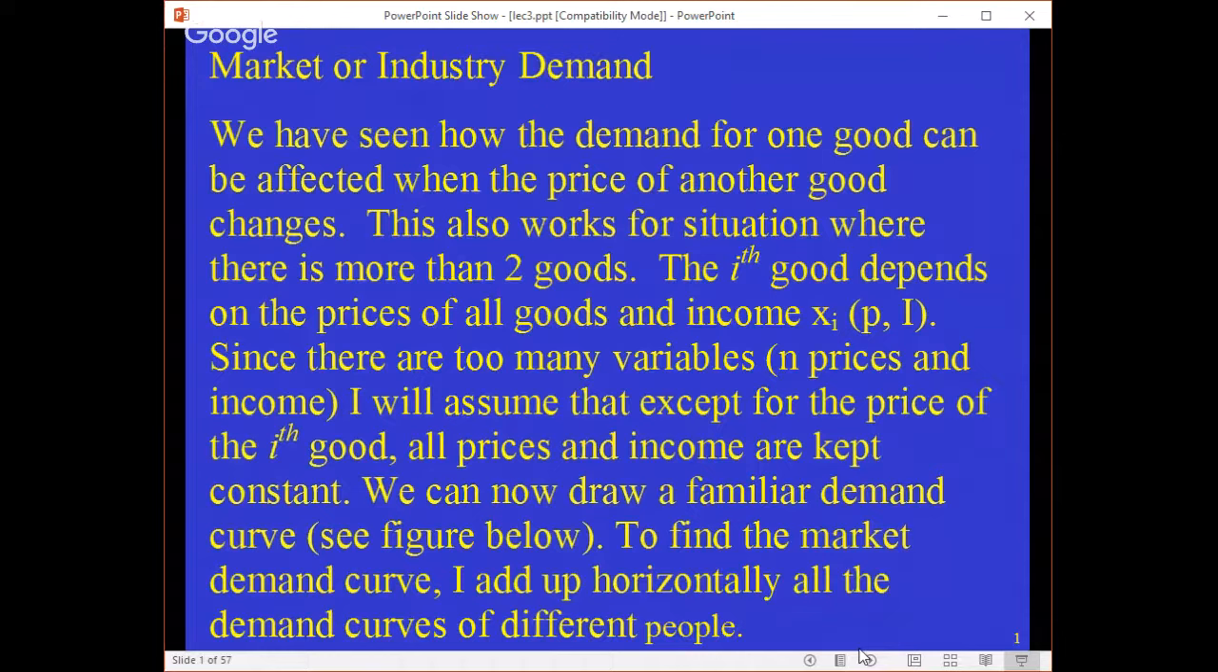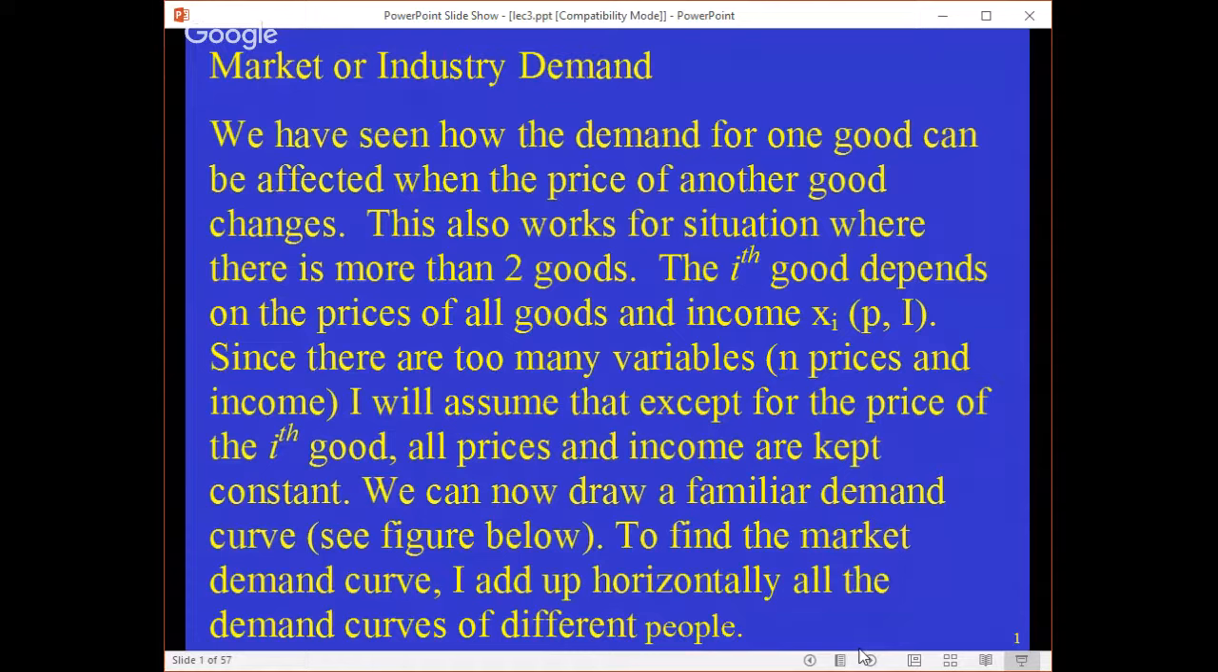So I have more than one good. Demand depends on the price of all goods and the income of everybody. Since there are too many variables, prices and income, I'll assume that except for the price of the good, all the other prices are kept constant. In other words, like a partial derivative, we hold all the other prices constant. So I can draw my familiar demand curve.